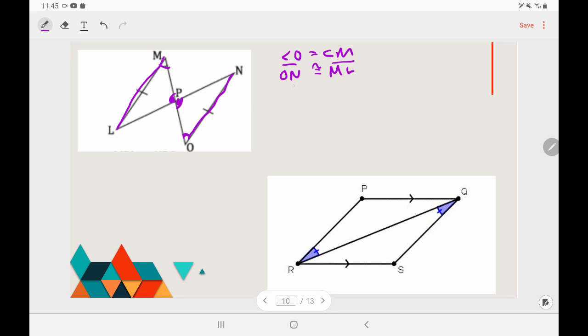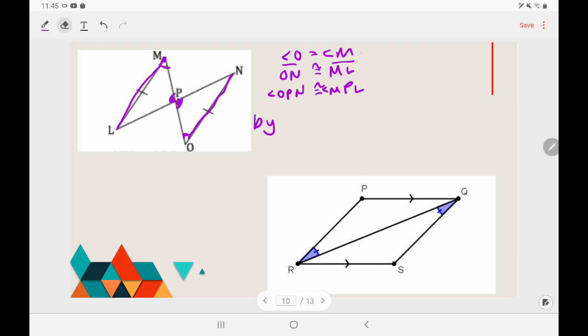And my angle OPN is congruent to, O corresponds to M, so M first on my other one, angle MPL. And I'm going to say by, what rule are they congruent?